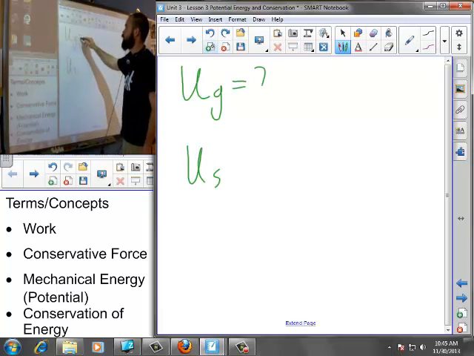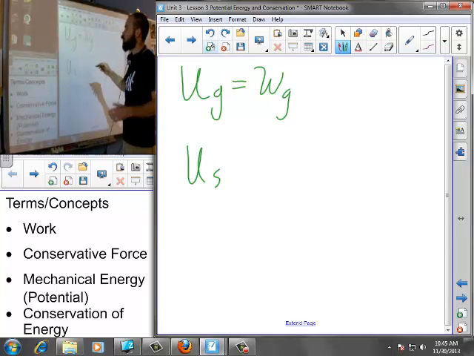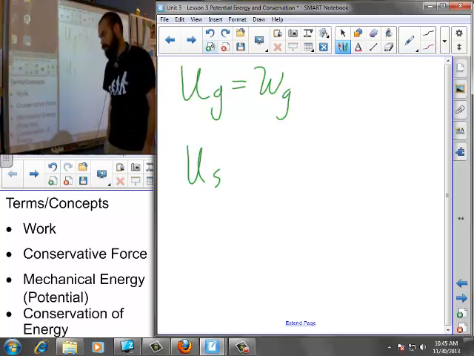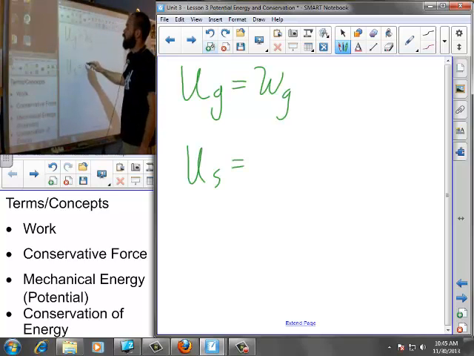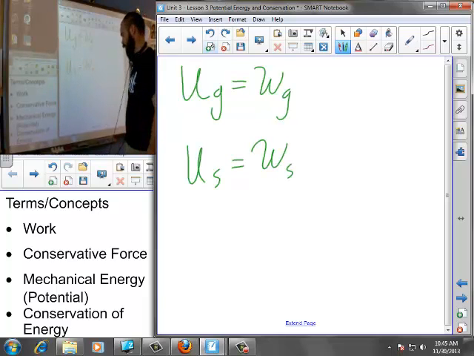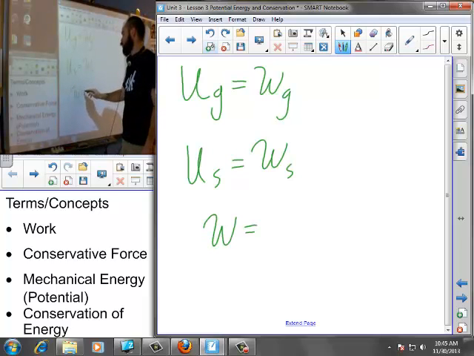Potential energy due to gravity is the work that can be done by gravity. The potential energy of a spring is the work that can be done by a spring. Now, normally there would be a negative sign. There is a relationship between work and potential energy which states that work is the negative change in potential energy.